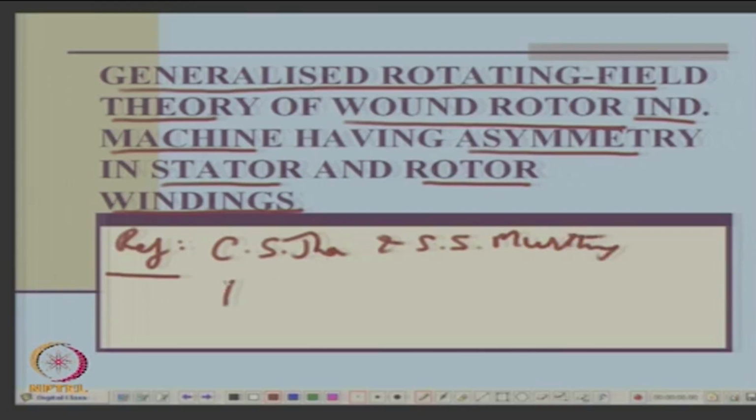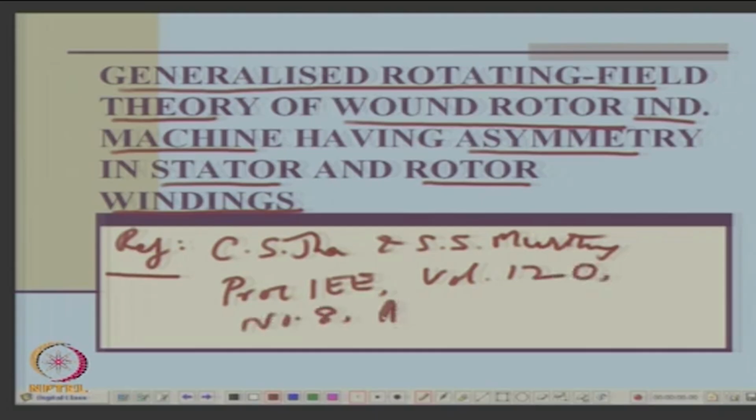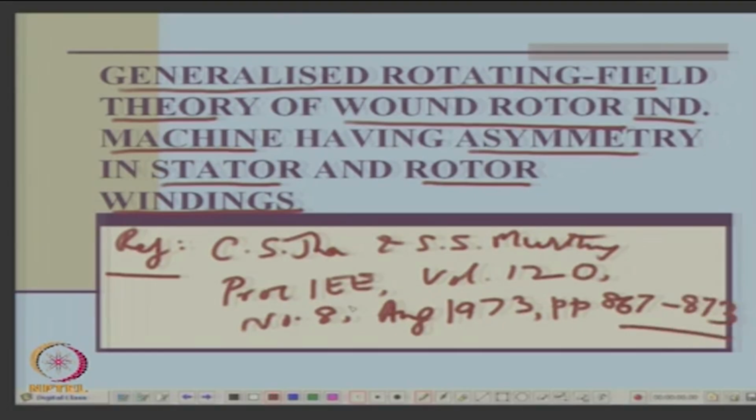This is in Proceedings IEEE, volume 120, number 8, August 1973, pp 867 to 873. This is rated as one of the very classical papers.